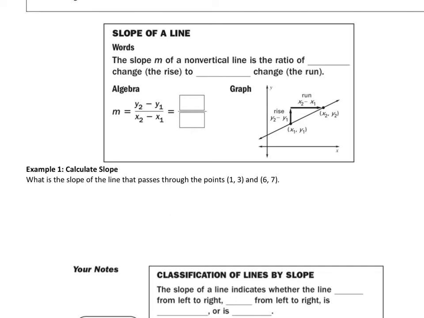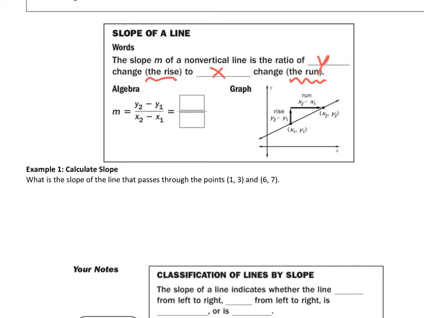Okay, so finding the slope of a line. I know we covered this in Algebra 1 and Geometry, but I like this review because we need to keep thinking of slope as a rate of change and remember how to find that. This box talks about the slope m of a non-vertical line: it is the ratio of the change in y, the rise, to the change in x. So you think rise over run for slope, okay?